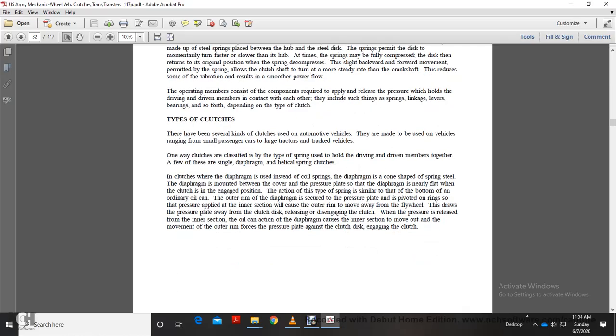The clutch diaphragm is used instead of the coil spring. The diaphragm is cone shaped, made of spring steel, and is mounted between the cover and the pressure plate. The diaphragm is nearly flat when the clutch is engaged, and its action is similar to the bottom of an ordinary oil can.